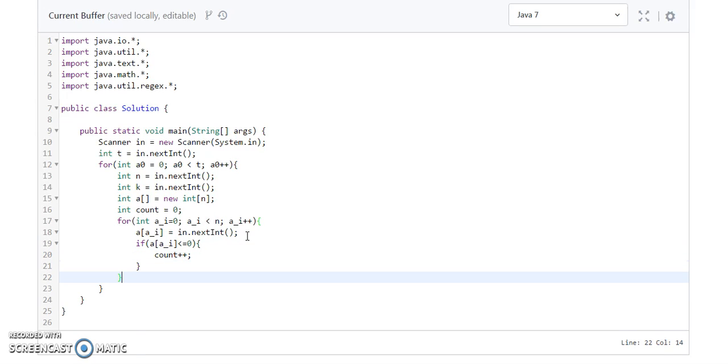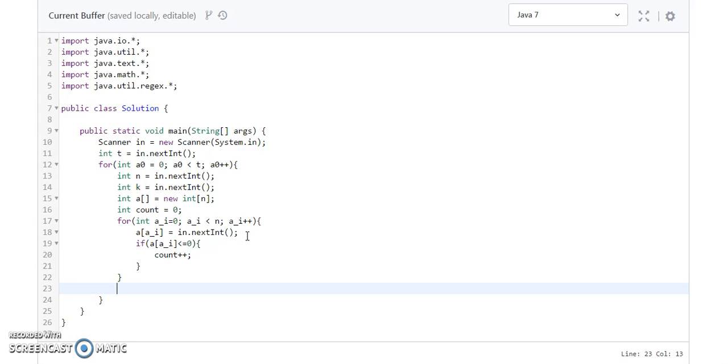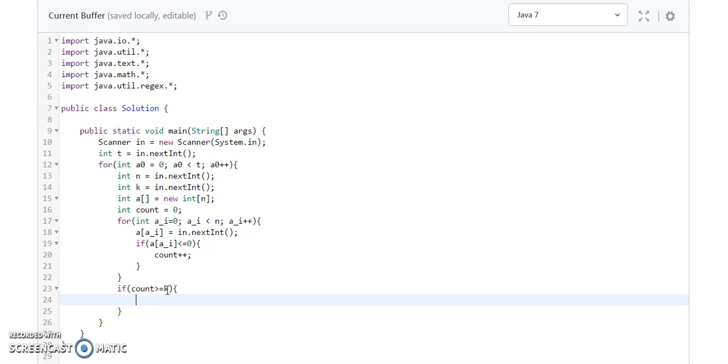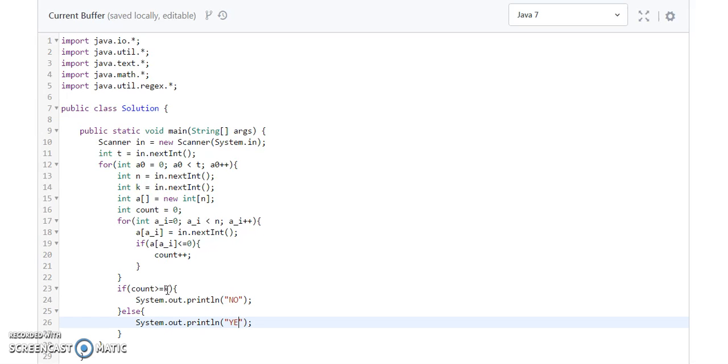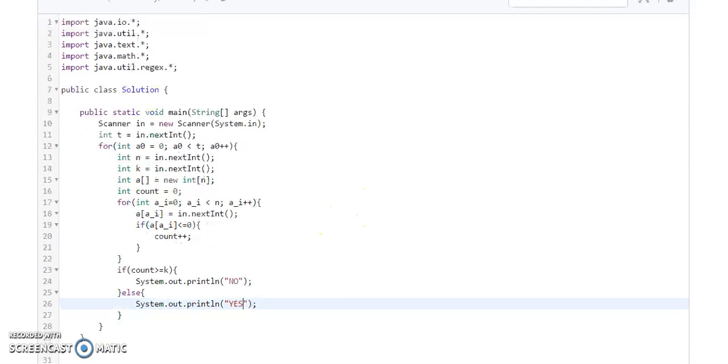Now after that we have the count variable. For each iteration of the outer for loop, it will be initialized to 0 as well. So if count is greater than or equal to k, then the class is not cancelled, so we are printing NO. Else the class is cancelled, so we are going to print YES. It is as simple as that. So let's run the code first.